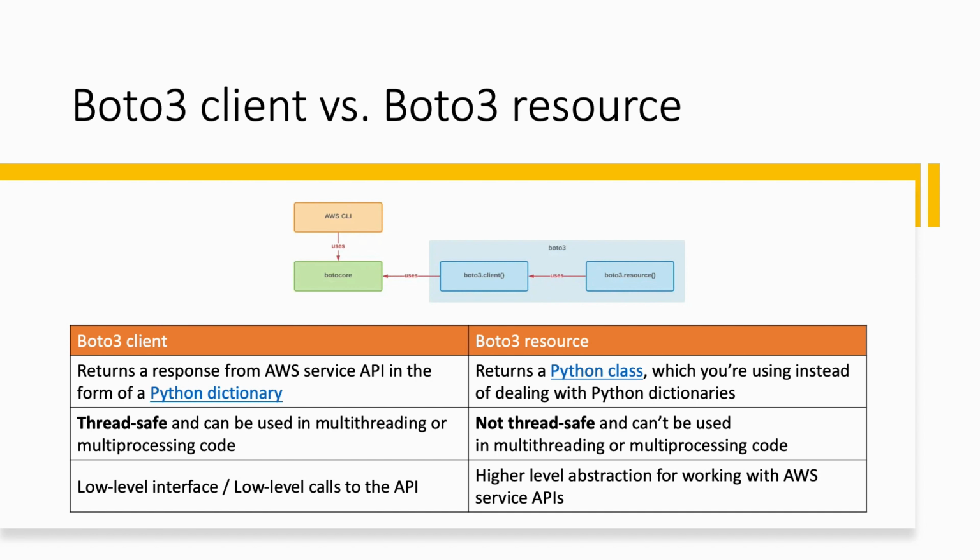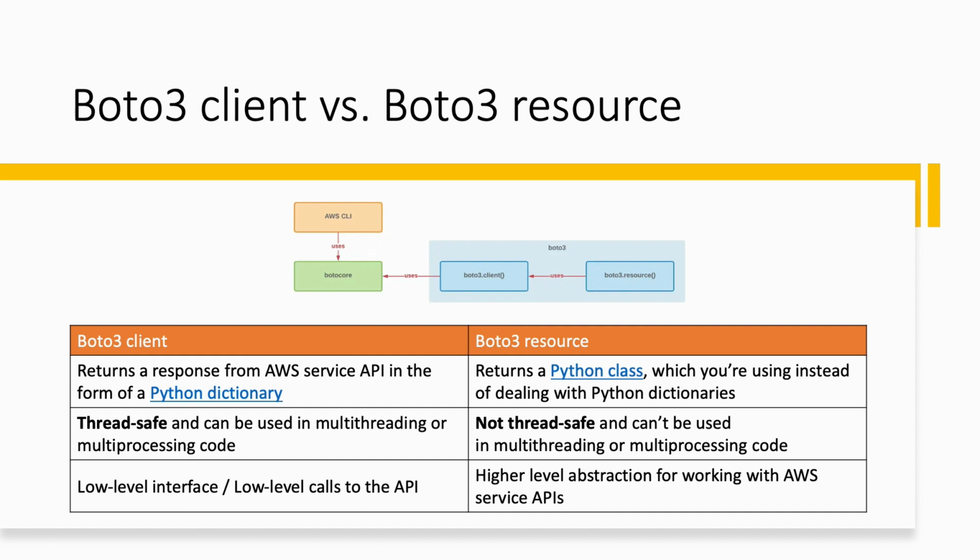We just mentioned Boto3 clients and resources. So when should we use one versus another? There are several differences that we need to keep in mind when making a decision. First, Boto3 clients allow us to work with the responses from AWS APIs using native Python dictionaries. They are thread safe and can be used in multi-threading or multi-processing applications.